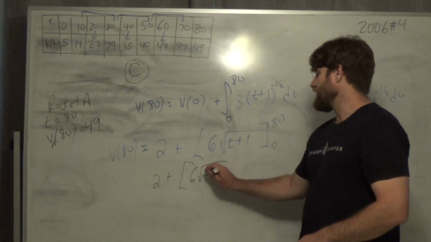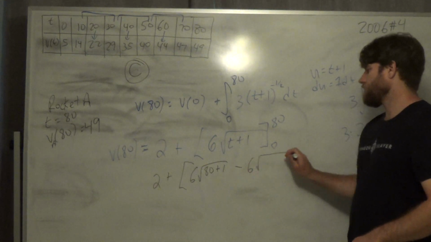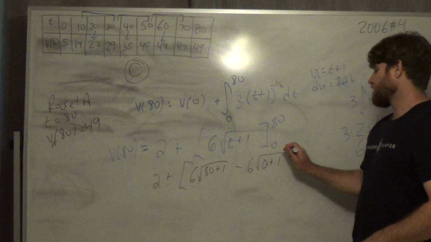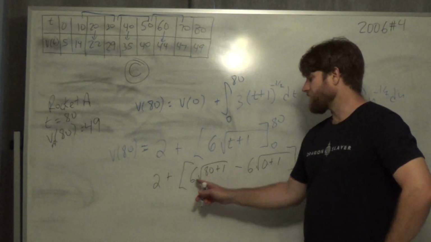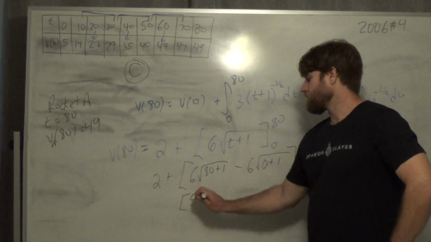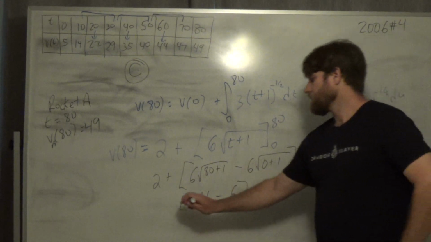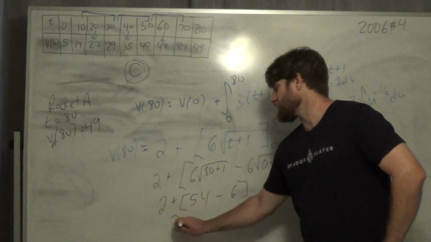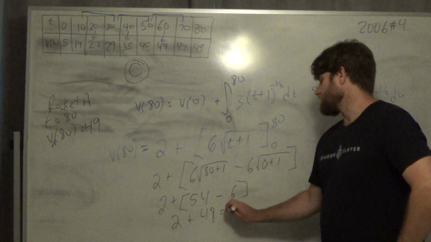So I plug in an 80, minus, and then I plug in a 0. So this is the square root of 81, which is 9. 6 times 9 is 54. 54 minus 6 times 1 is 6. So we get 2 plus 48, which equals 50.